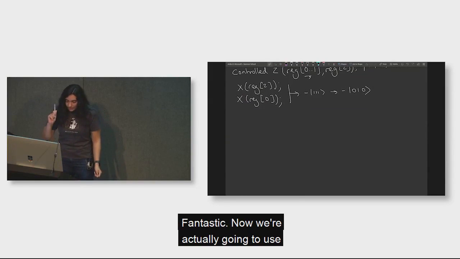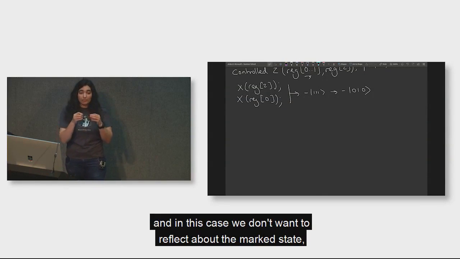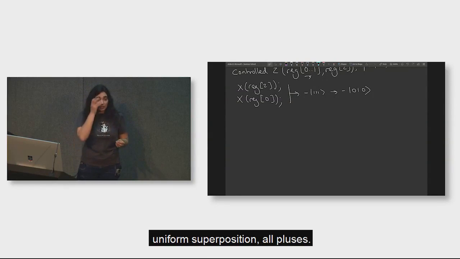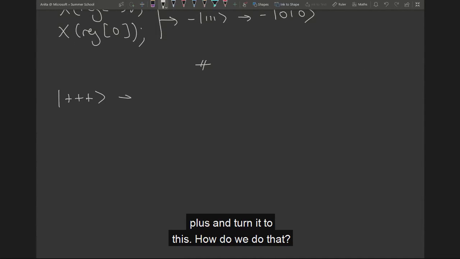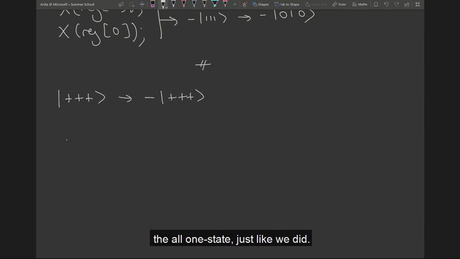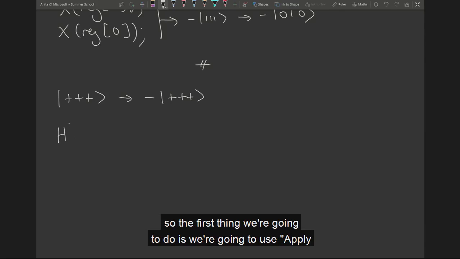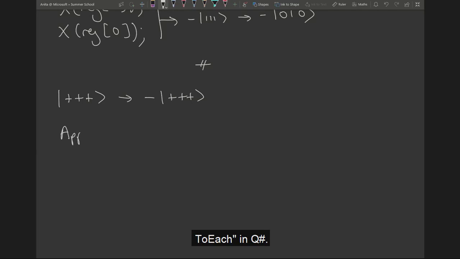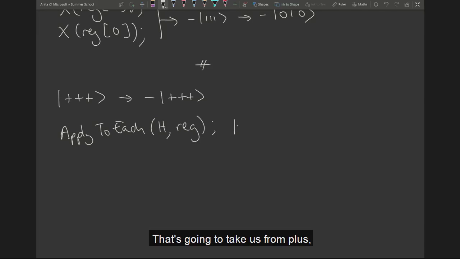Fantastic. Now we're actually going to use this trick another time, a bit later on in Grover's algorithm. And in this case, we don't want to reflect about the marked state. We want to reflect about the start state, that uniform superposition, all pluses. So in this instance, we want to take plus, plus, plus, and turn it to this. How do we do that? First things first, we need to generate the all ones state, just like we did. If you hopefully remember, Hadamard will take plus to 0. So the first thing we're going to do is use apply to each in Q#. We're going to say we want to apply the Hadamard to each of the qubits in our register. That's going to take us from plus, plus, plus to 0, 0, 0.